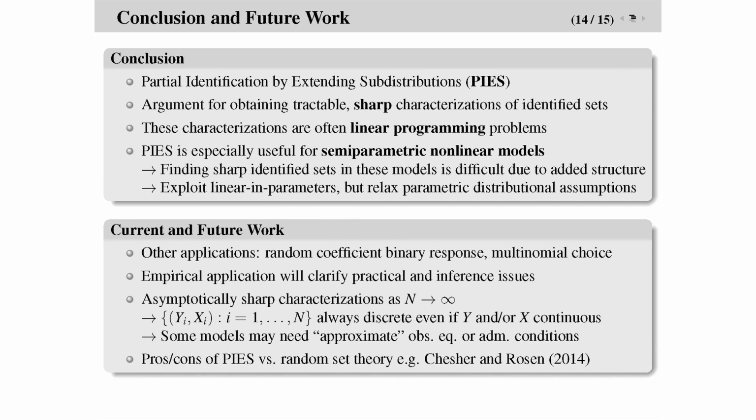Okay, so the conclusion: I showed you an identification argument, a new one called partial identification by extending subdistributions. It's an argument for obtaining sharp characterizations of the identified set that are tractable, meaning that they can be solved through simple computational methods, like linear programming methods. And I think it's especially useful for semi-parametric nonlinear models. The reason it's difficult to find sharp identified sets in these models is because of the added structure that the parametric component, like the linear index, adds to things. I want to still be able to exploit the linear in parameters type of structure, because I feel that if we go to a fully non-parametric framework, well, I might as well pack up and go home as far as being able to do inference to the level that users want of it.